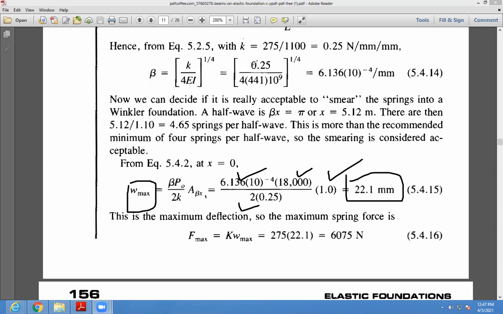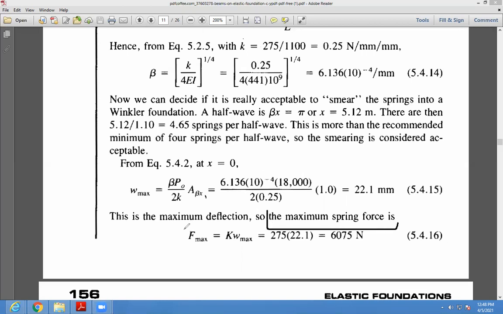Correct, sir. Correct value? Yes, sir. Okay. So now maximum deflection is known. Now spring force: the maximum spring force is F max equal to K into w max, spring constant multiplied by the deflection. Put the values and check whether it is correct or not.